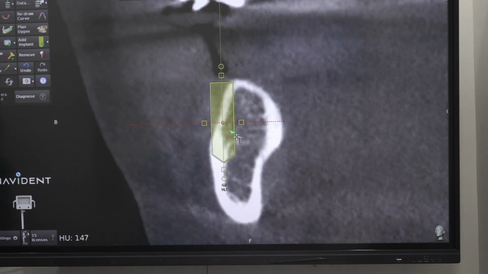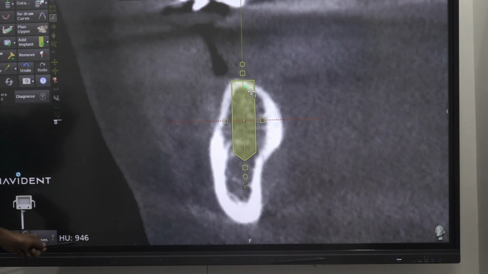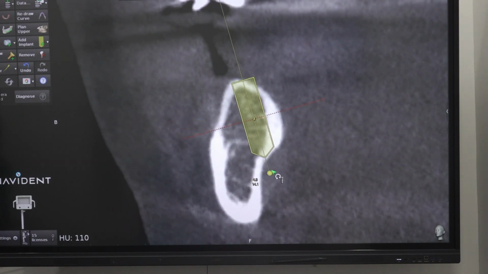So we'll see the crestal cortical value. It is around 946. The lingual is around, so either we can go like this. Around 14 mm length is there.